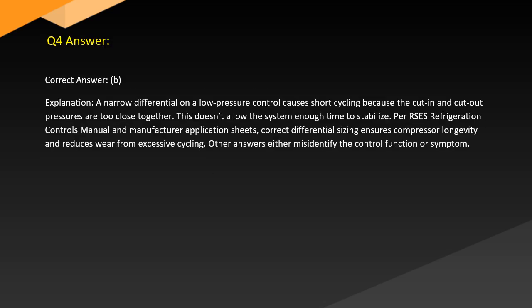Answer. Correct answer: B. Explanation. A narrow differential on a low-pressure control causes short cycling because the cut-in and cut-out pressures are too close together. This doesn't allow the system enough time to stabilize. Per a refrigeration controls manual and manufacturer application sheets, correct differential sizing ensures compressor longevity and reduces wear from excessive cycling. Other answers either misidentify the control function or symptom.